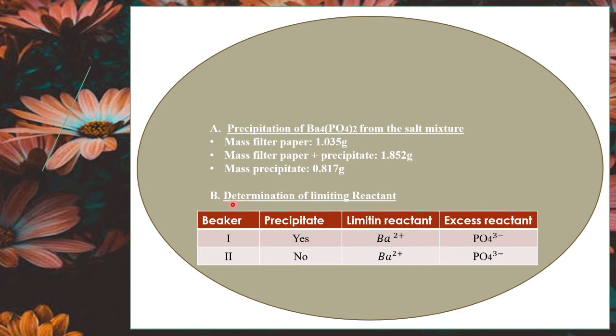Here is the table for the determination of the limiting reactant. For beaker 1, precipitate formed is yes, the limiting reactant is Ba2+, and the excess reactant is PO4 3-. For beaker 2, the precipitate did not form, but it has the same limiting reactant as beaker 1 and the same excess reactant as beaker 1. Thank you.